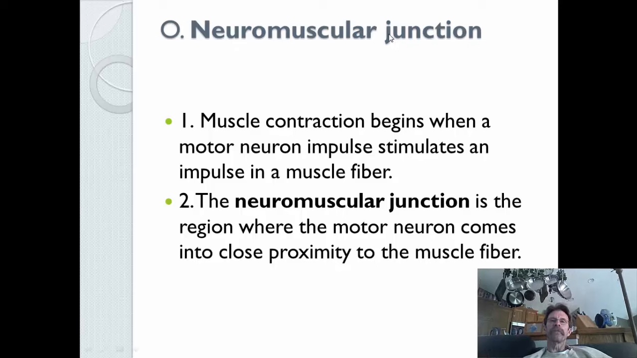So we'll have this neuromuscular junction where the nerve comes close to the sarcolemma of the muscle cell. So the muscle contraction begins when this motor neuron sends an impulse to the muscle fiber.